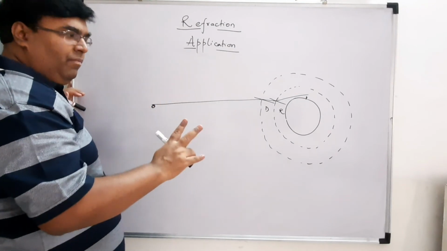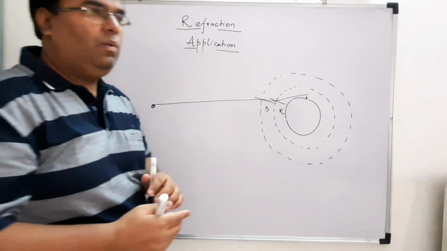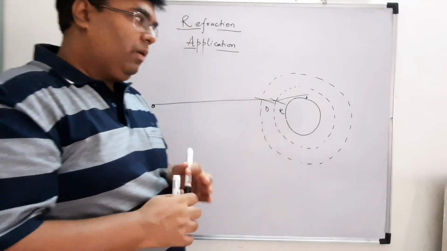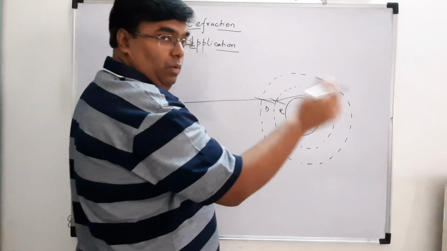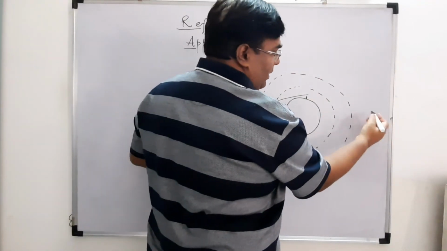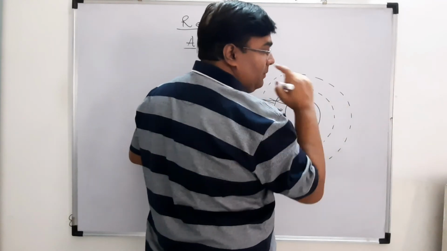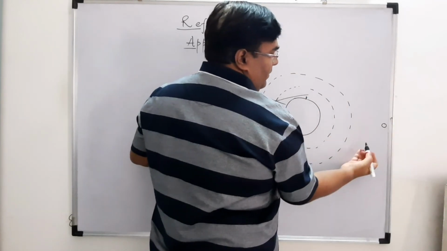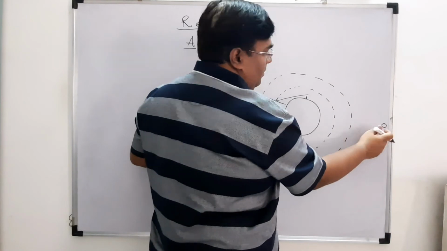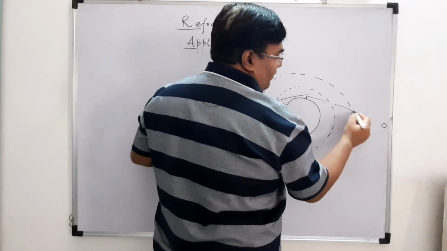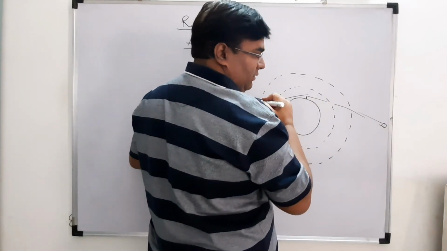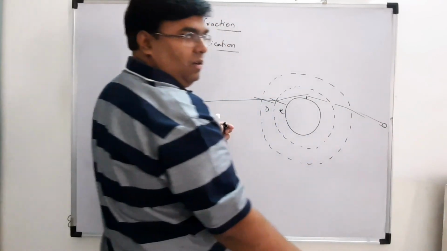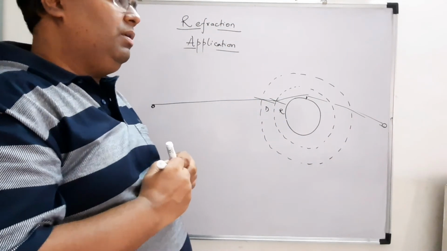Similarly, in the evening, while the sun is moving down, it has actually gone down, but we can still see the sun. Suppose the sun is here, and we should not be able to see it, but due to refraction we can see the sun. The sun has actually gone down, but still we are able to see it.